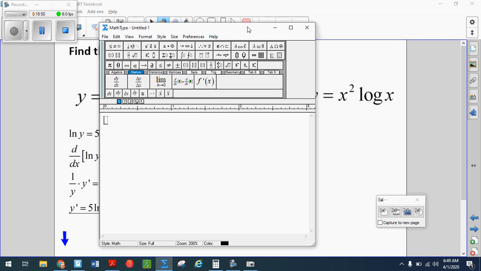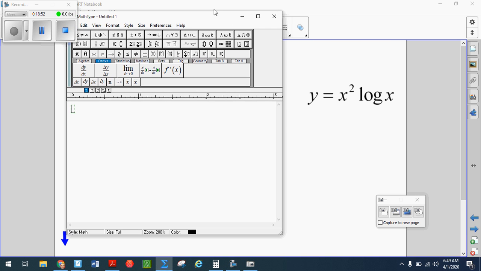All right, and then for our third one, we have x squared times log x. So remember, log x is log base 10. So this is going to be a product rule. So my derivative is going to equal, the derivative of x squared is 2x. So derivative of the first times the second, so times log x. Okay, 2x times log x plus the derivative of log x.